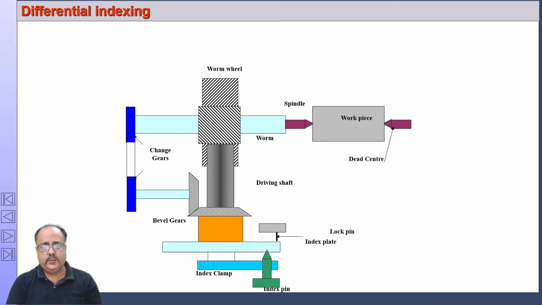Okay, so this is what actually happens. Now the point is what the gear ratio should be; we have to find it out for the particular number of divisions required.